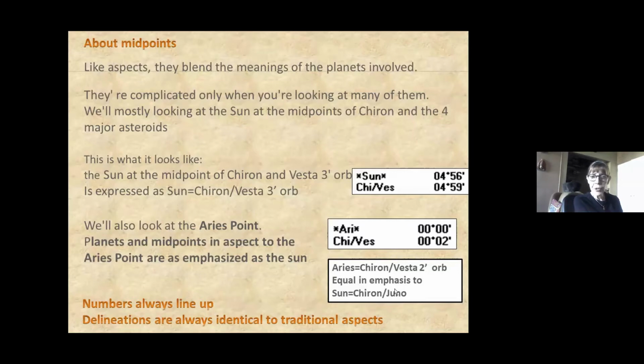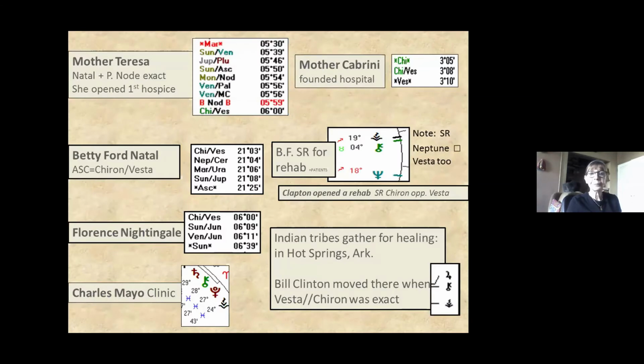Now, so this is it. We're done with the alternative aspects. All you need to remember is that the numbers will always line up and the delineations are identical to traditional aspects. Here we go. So we were talking about hospitals and people being connected with hospitals and rehabs with Ceres Chiron.